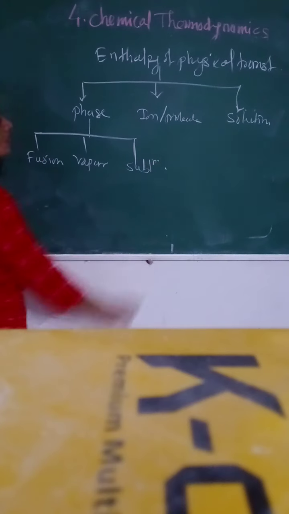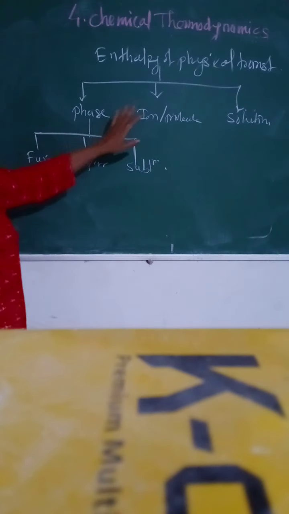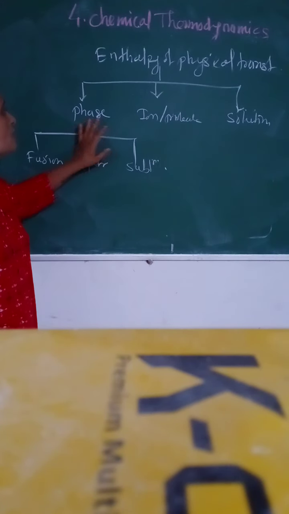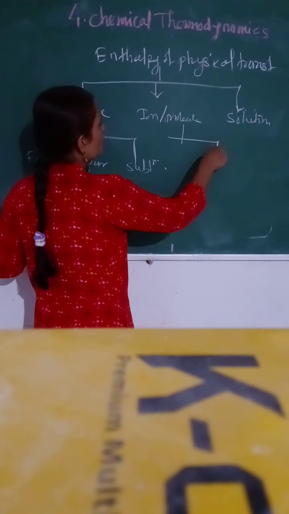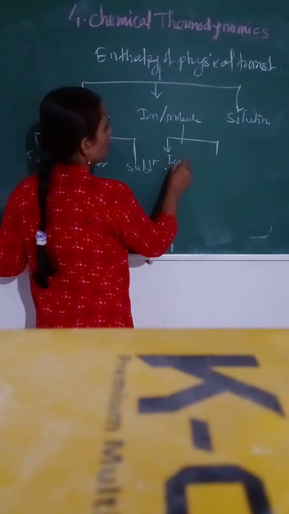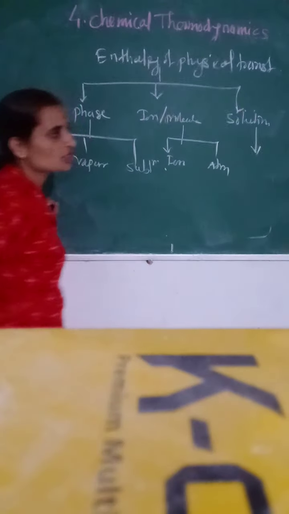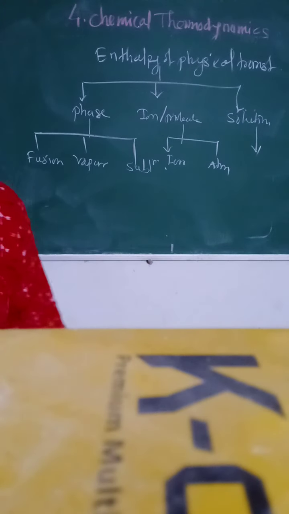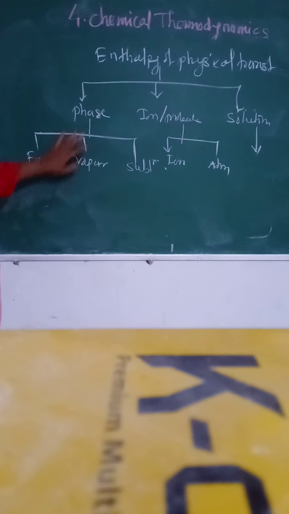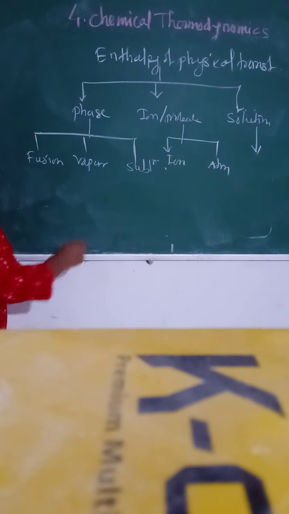So the enthalpy change in physical transformation: first is the phase transition, then ionization and atomization, that is, conversion to the atomic state, and for the solution, the lattice enthalpy is calculated. One by one we will study the enthalpy in physical transformation.